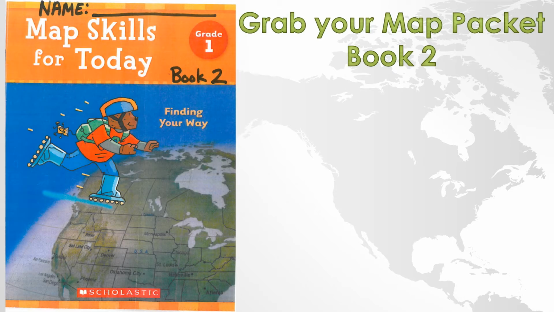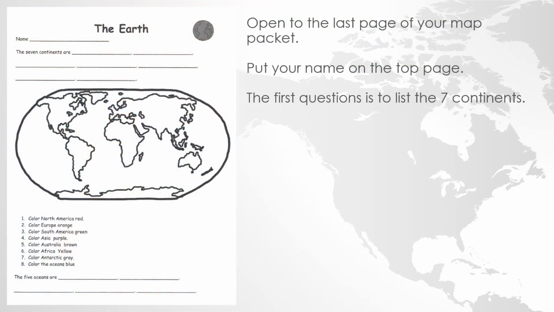Grab your map packet, book 2. And I think you're going to need your crayons. Open to the last page of your map packet. Put your name on the top of the page. And the first question is to list the 7 continents. I wonder how many of you remember.